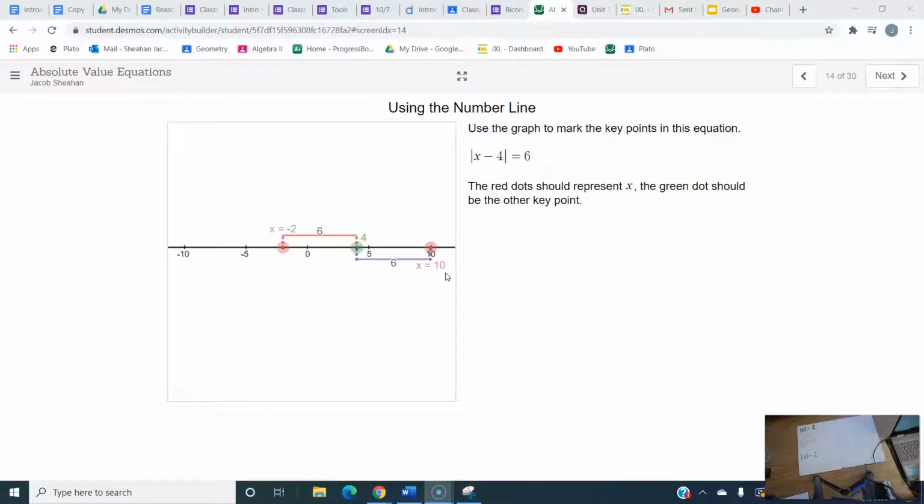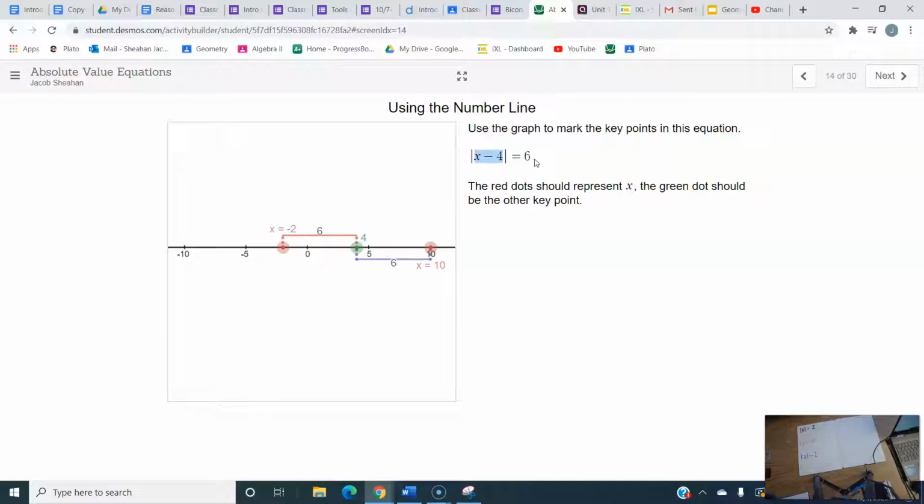Alright, so this is the Desmos activity that you were all working on last class. Here is the 14th slide. Here we have the equation |x - 4| = 6. So I already set it up kind of how I was supposed to, with 4 in the middle, because a positive 4 is what makes this equal to 0. And then I move these red points until they read 6 at the top.